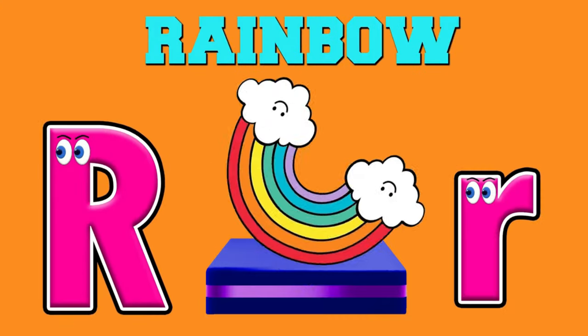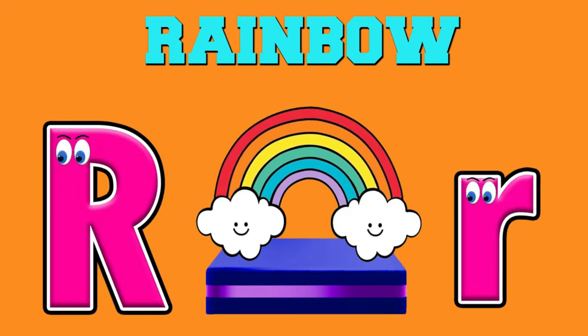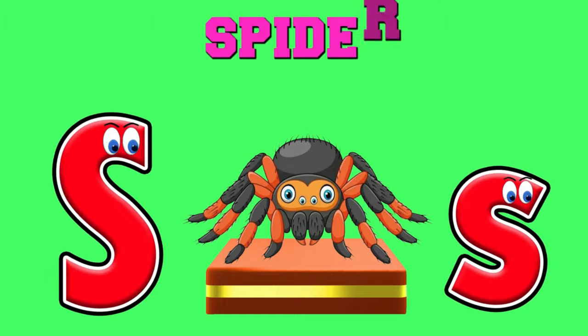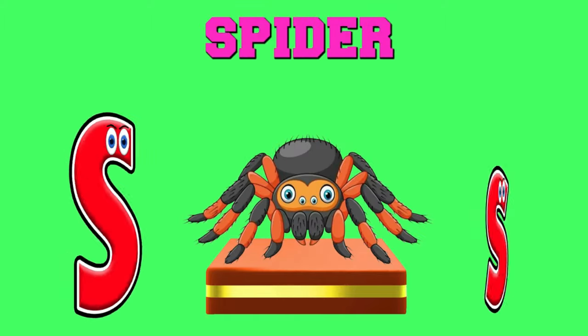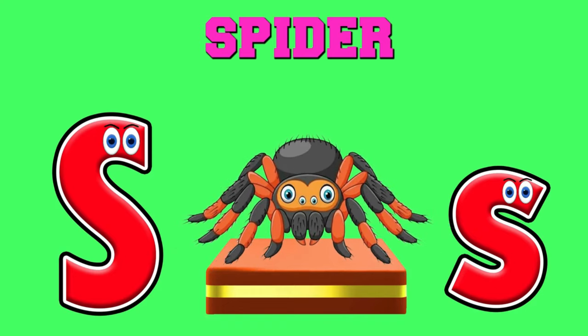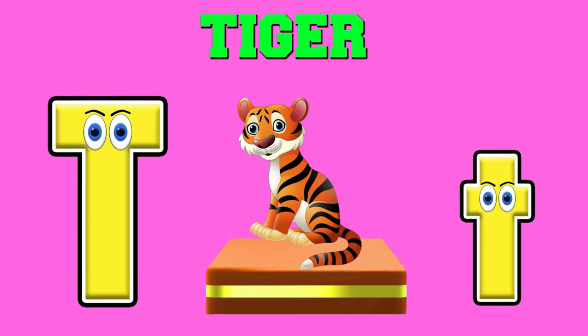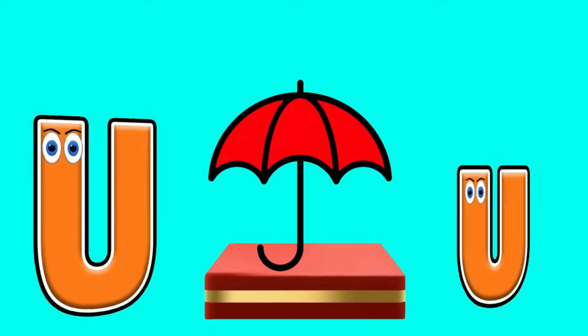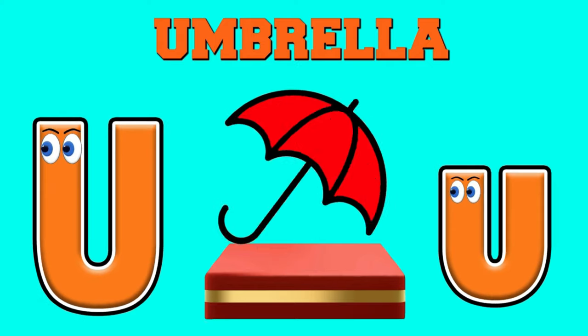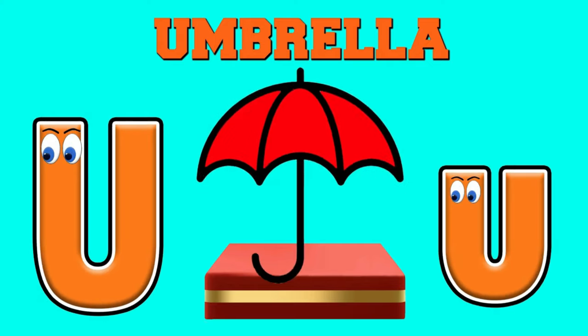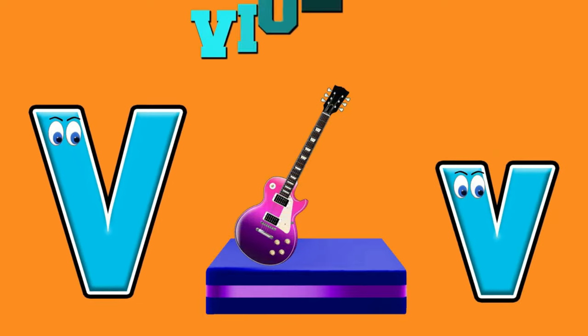Rainbow. S is for spider. Spider. T is for tiger. Tiger. U is for umbrella. Umbrella. V is for violin.